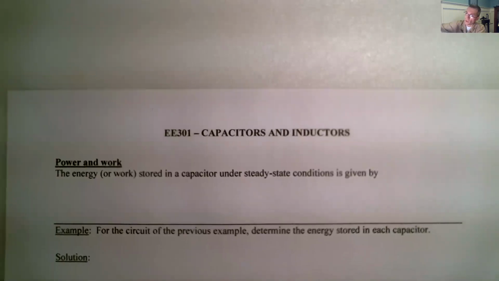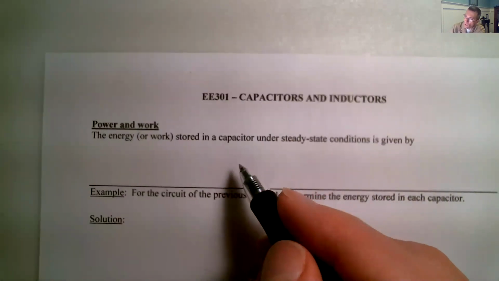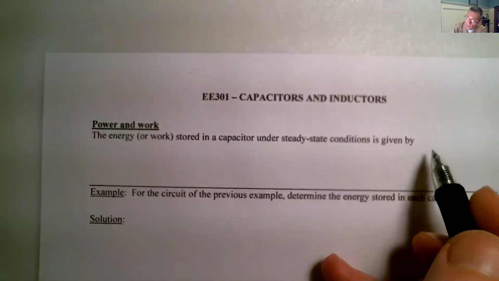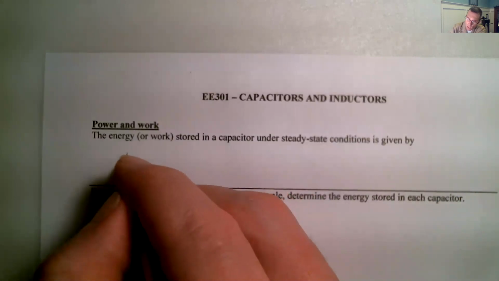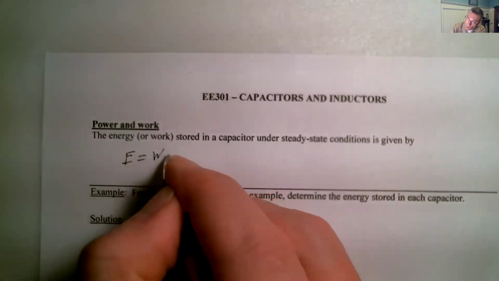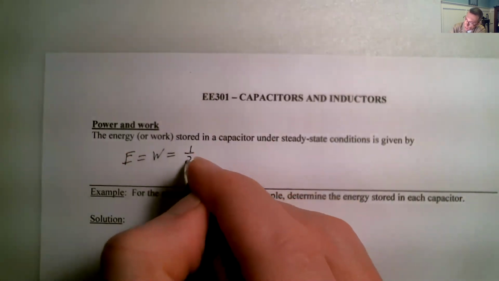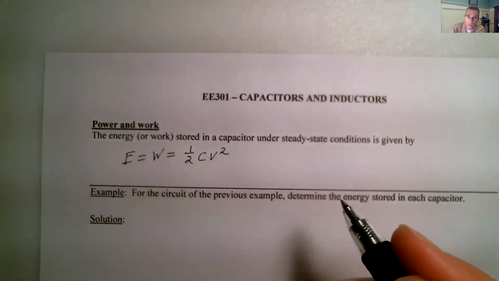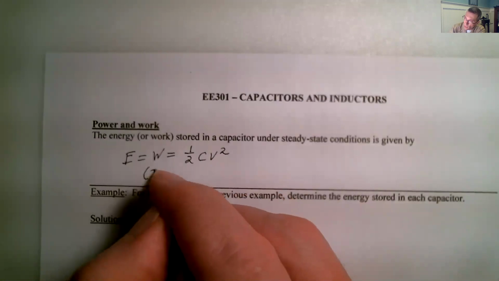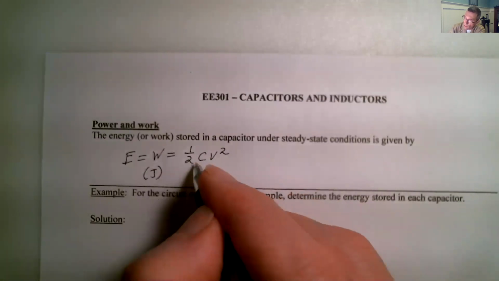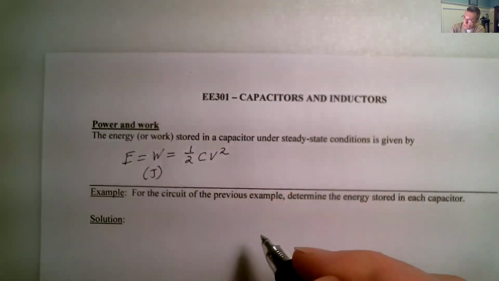All right, so the energy or work stored in a capacitor's steady state conditions is given by the equation E, or W, is equal to 1/2 CV squared. And the units for that is joules. Now I could derive this for you, but that's not going to be very helpful.